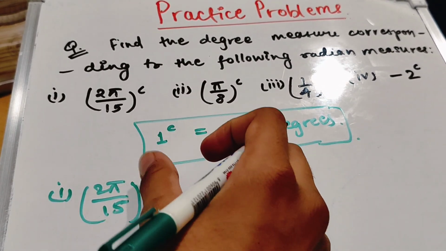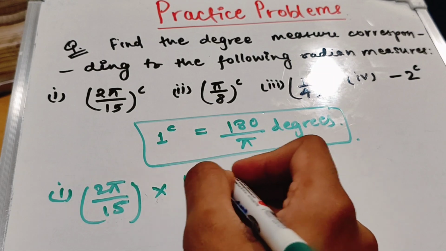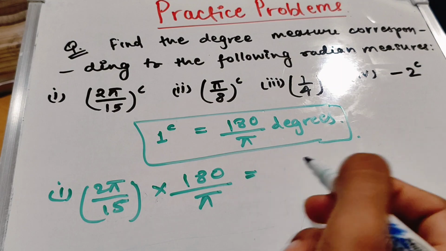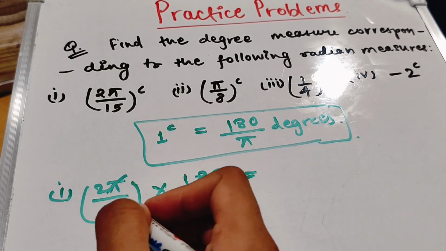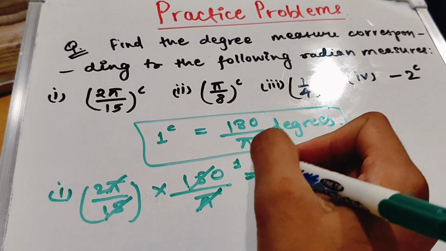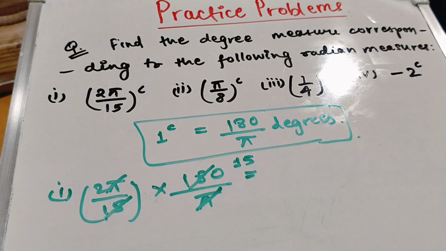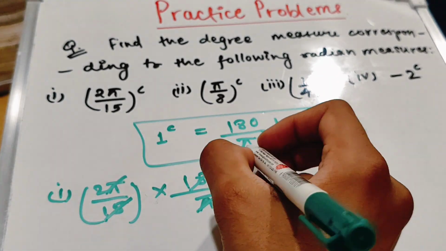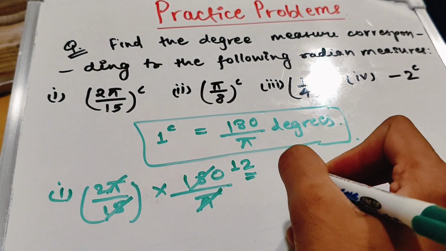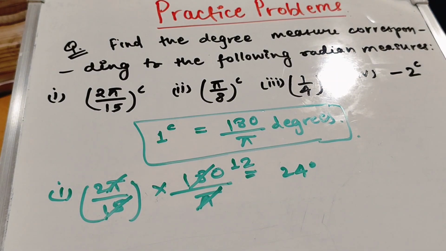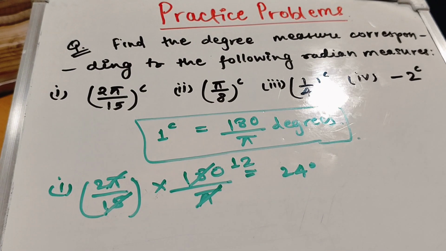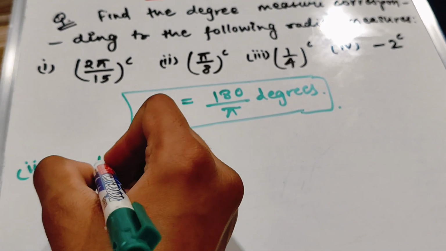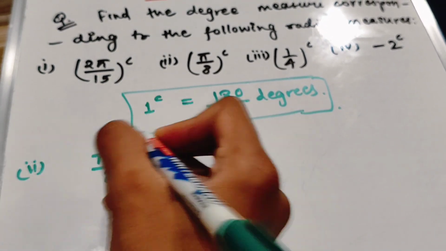So if I multiply this value with 180 by pi, it will become degrees. That's it. Pi cancels. 24 degrees, right? That's it. Now let us do the second question, which is pi by 8 radians.